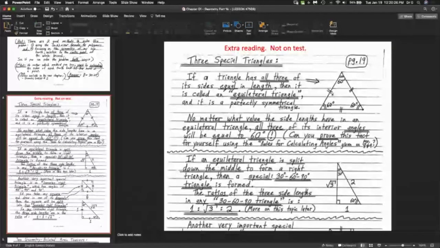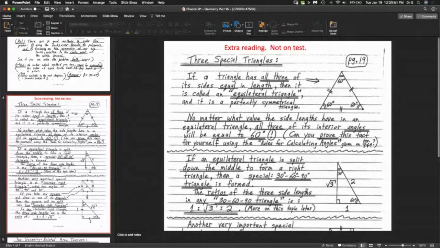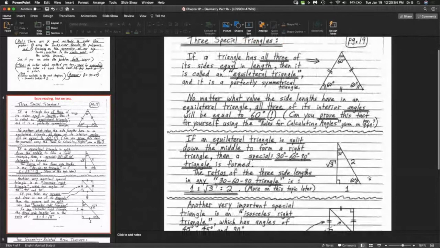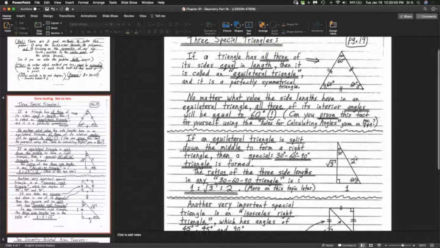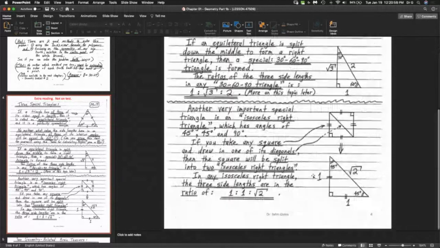This one here is extra reading. This is special triangles. As you might recognize in construction, or just in general in geometry, there are certain triangles that appear a lot and have very useful properties in terms of calculating angles and side relationships. So these two triangles: there's the 60-60-60 triangle, or the equilateral triangle, which can be cut in half into this special triangle over here. And there's also another special triangle down here, which is this one.